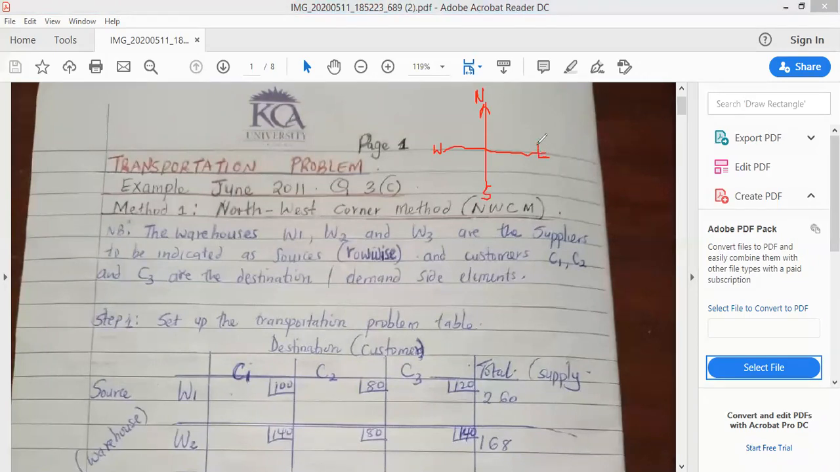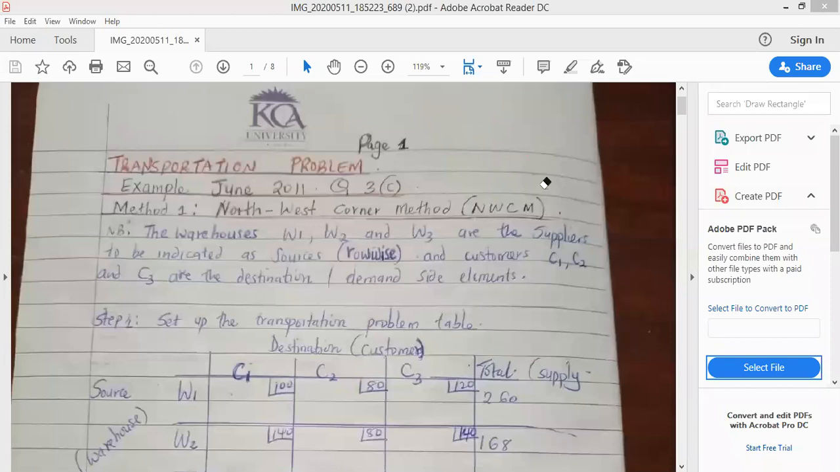Your geography. So if I were to draw this diagonal line, this is the direction I'll call the northwest. This is the southeast. This is a point which will guide you as you assign units to a cell that can take as many as possible, up to the point you have either satisfied the destination or you have exhausted the supply of that particular source.